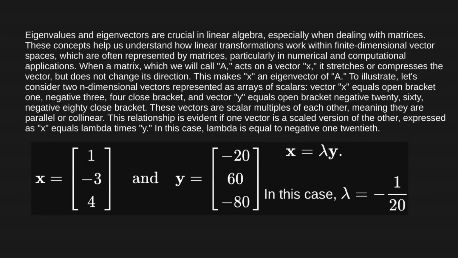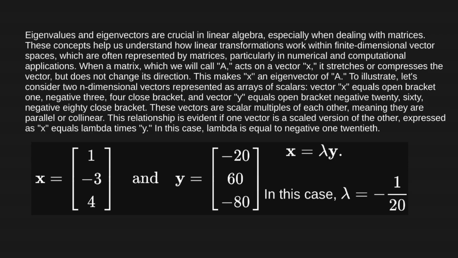Eigenvalues and eigenvectors are crucial in linear algebra, especially when dealing with matrices. These concepts help us understand how linear transformations work within finite-dimensional vector spaces, which are often represented by matrices, particularly in numerical and computational applications. When a matrix, which we will call A, acts on a vector x, it stretches or compresses the vector, but does not change its direction. This makes x an eigenvector of A.